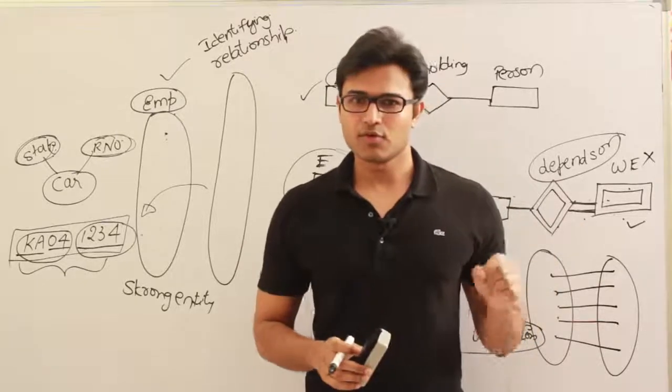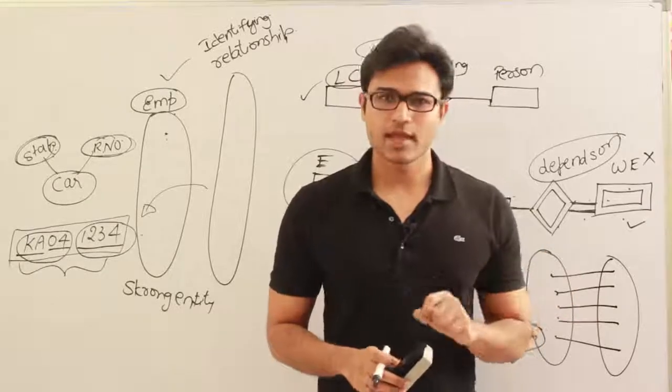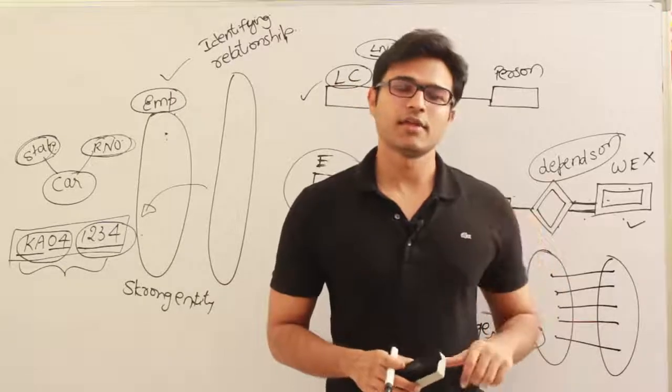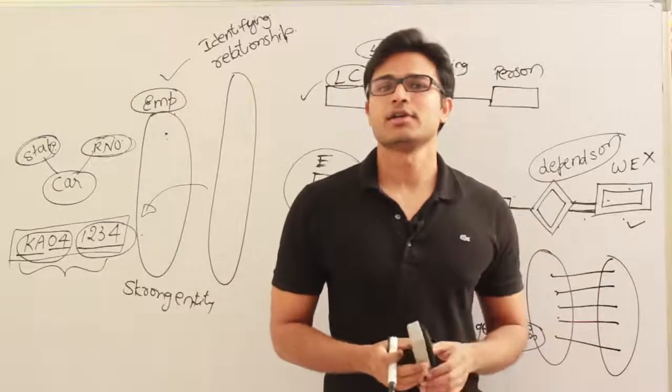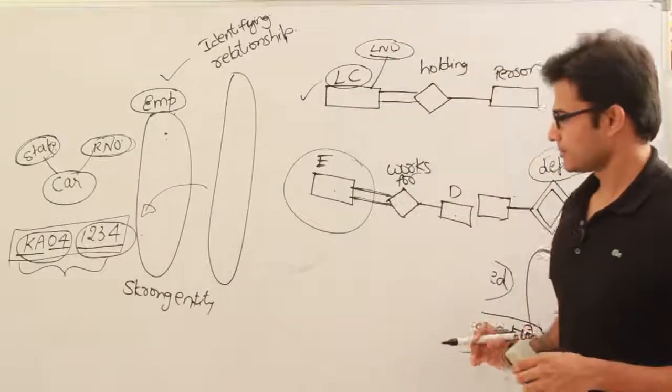Got it? Therefore, weak entity participation in the identifying relationship is total, but total participation doesn't say that the entity is weak. Got it? So this is how weak entities are going to work.